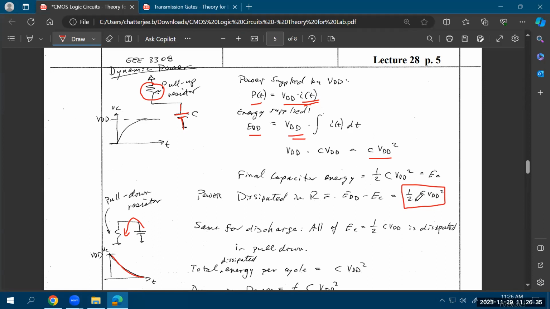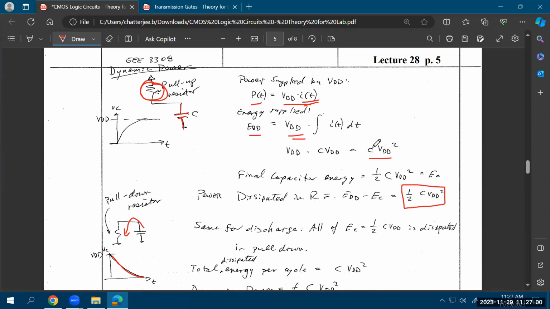The energy stored in the capacitor is half CV squared. Where does the rest of the half CV squared go? That gets dissipated in this modeled resistance. So this is sometimes called fictitious resistance because it is not a real resistance. It's the on resistance of the CMOS that you have as the pull-up network, but it results in some amount of power consumption. What is the power consumption?